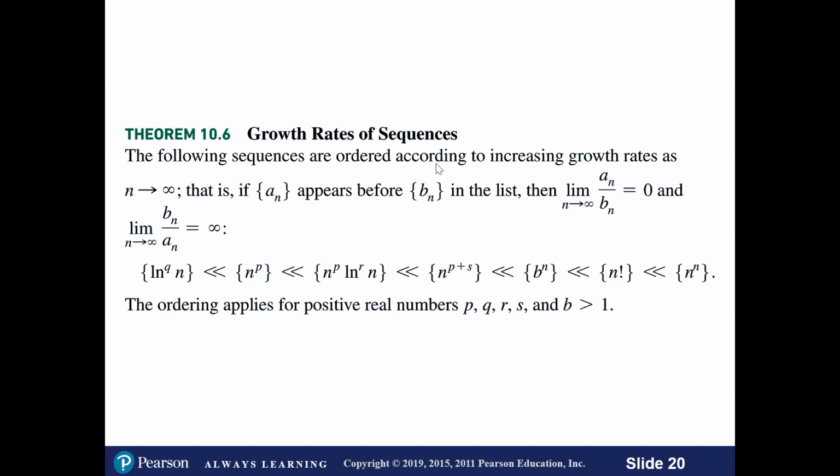Okay. So, the following sequences are ordered according to increasing growth rates. If a sub n appears before b sub n, then the limit as n goes to infinity of a sub n over b sub n is 0. We're saying b sub n grows faster than a sub n. The limit as n goes to infinity of b sub n over a sub n is infinity. b sub n grows faster.